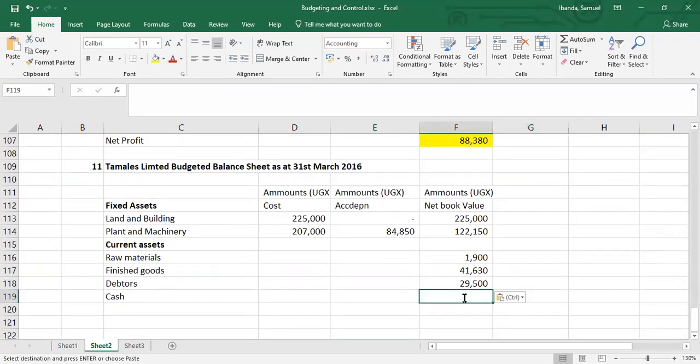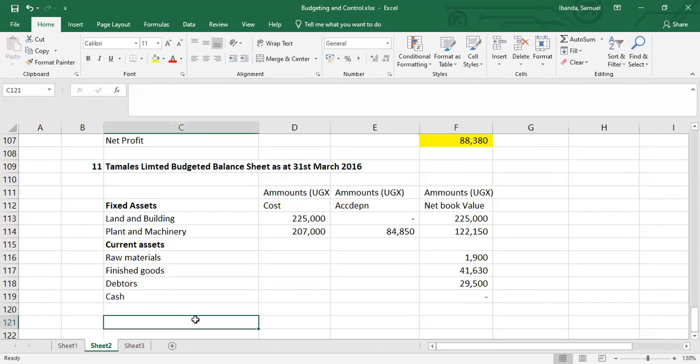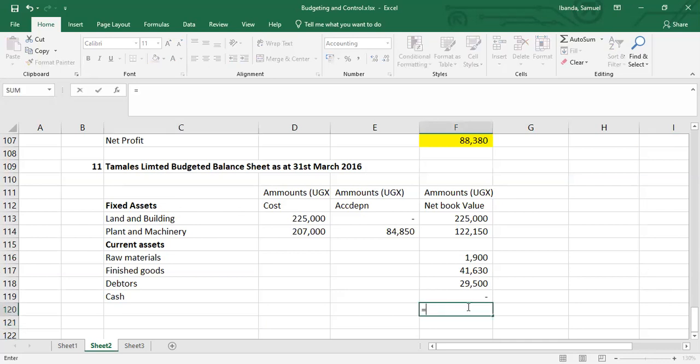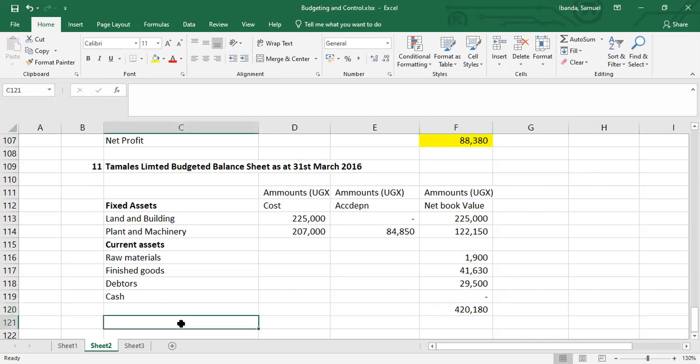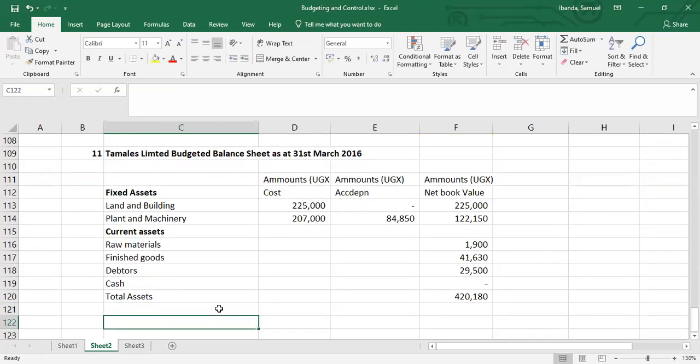So here cash will be 0, but then when we come to our current liabilities, which I'm going to do immediately, let me just get the total of this. I can get the total of all the assets to be 420,180. Remember, this is total assets. So the next part is equity and liabilities.